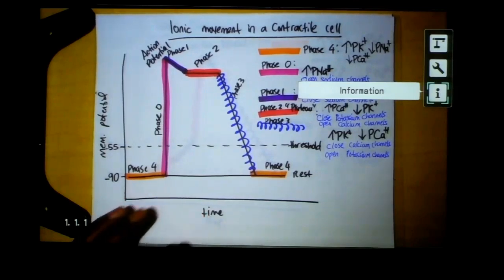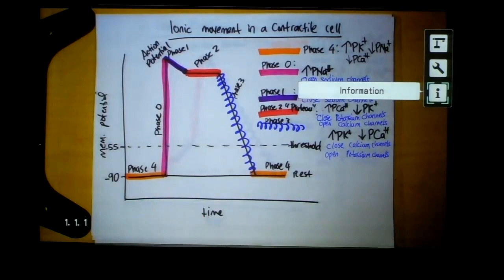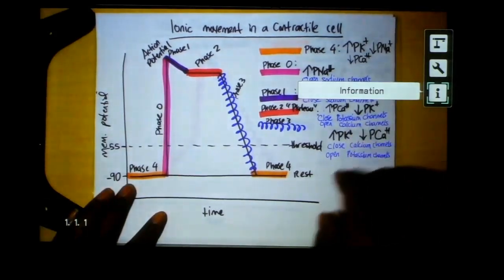Calcium is responsible for binding to troponin, right? Regulating crossbridge cycling and bringing about contraction in this contractile cell.